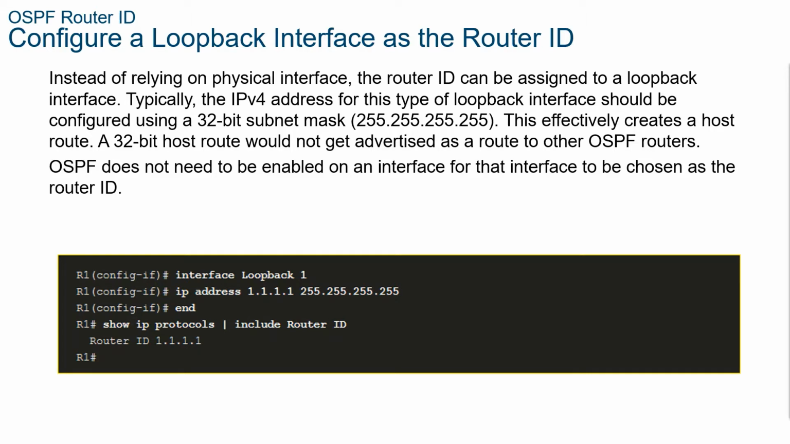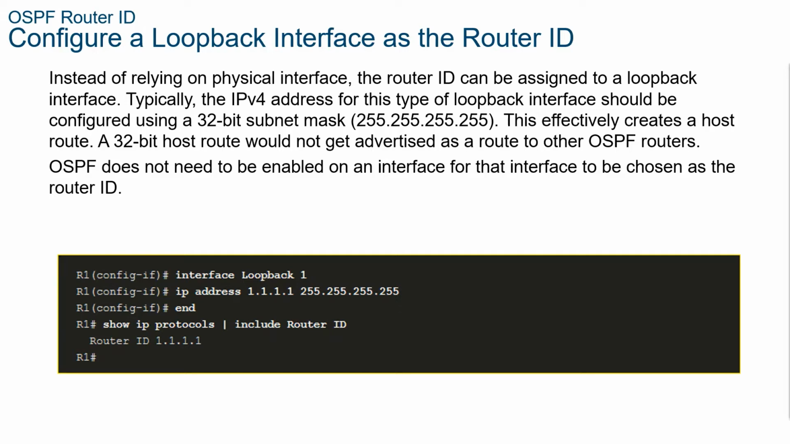Instead of relying on a physical interface, the router ID can be assigned to a loopback interface. Typically, the IPv4 address of this type of loopback interface should be configured using a 32-bit subnet mask, that is 255.255.255.255. This effectively creates a host route, and a 32-bit host route would not get advertised as a route to other OSPF routers. The example shows how to configure a loopback interface on R1, using interface loopback with a number. Assuming the router ID was not explicitly configured or previously learned, R1 will use the IPv4 address 1.1.1.1 as its router ID.